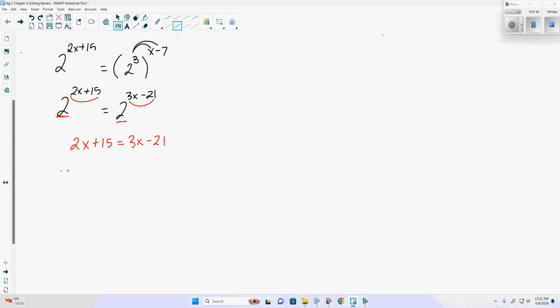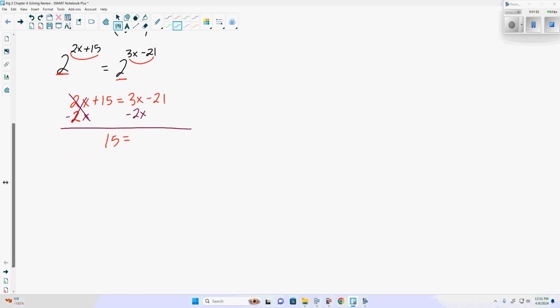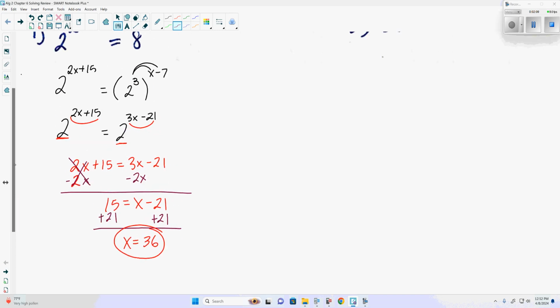Now we just need to solve for the value of x. Well, there are many different things we can do. First, I'm going to subtract 2x from both sides, because our 2x minus 2x will cancel, leaving us with 15 is equal to... That's kind of why I subtracted the 2x, because 3x minus 2x is just x. And the last thing we need to do to get x by itself is add 21... Wait, so x is equal to 36. And that's it.